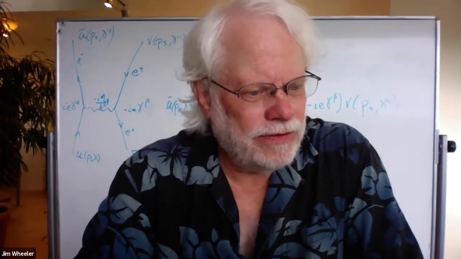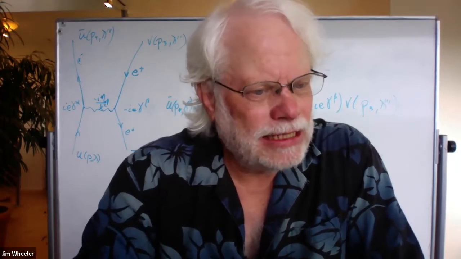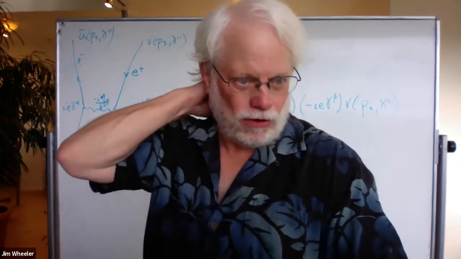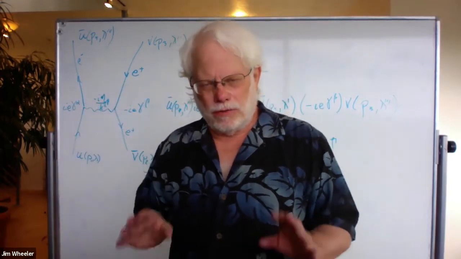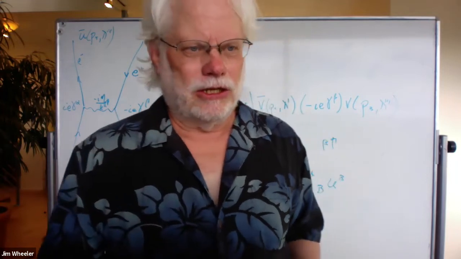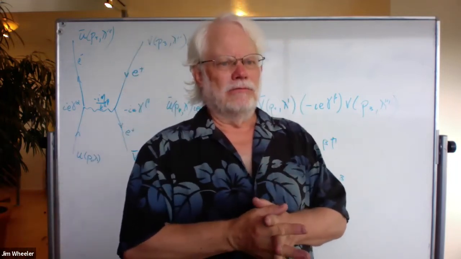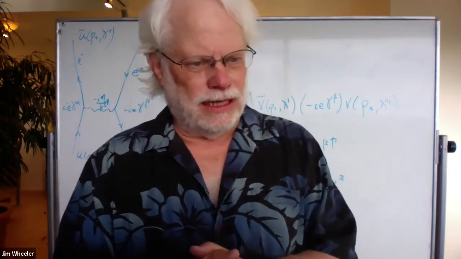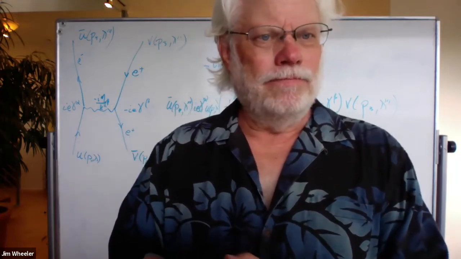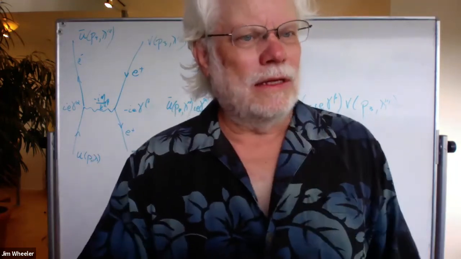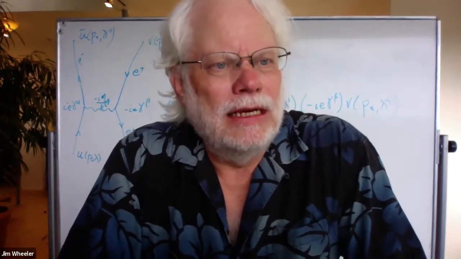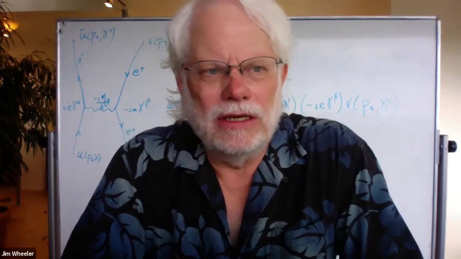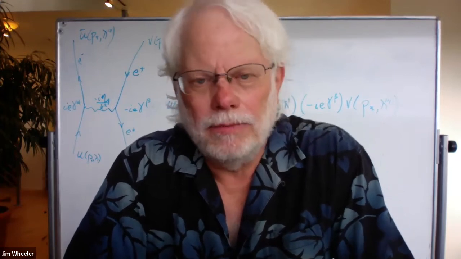Let's see. Do I need to review these rules anymore? Let me scan through them. We're going to integrate over each undetermined momentum. In the problems we're doing, we don't have any undetermined momenta. Then we end up putting in 2 pi to the 4th times a Dirac delta, giving conservation of overall momentum.